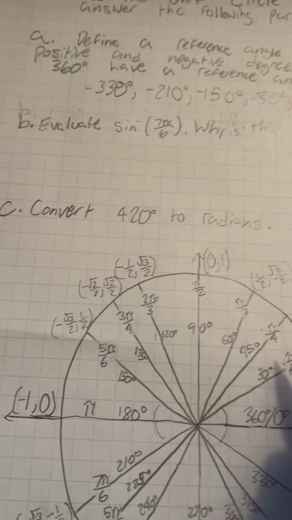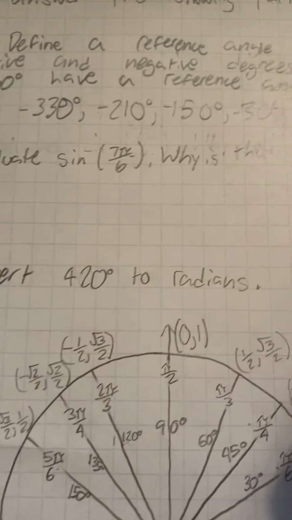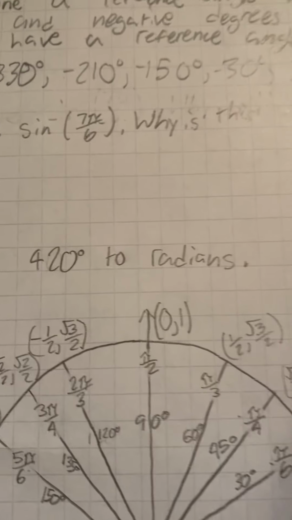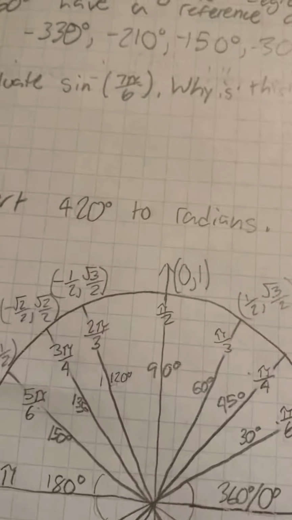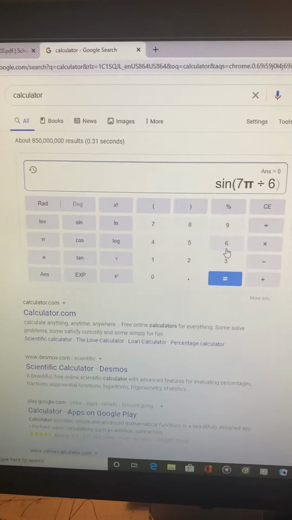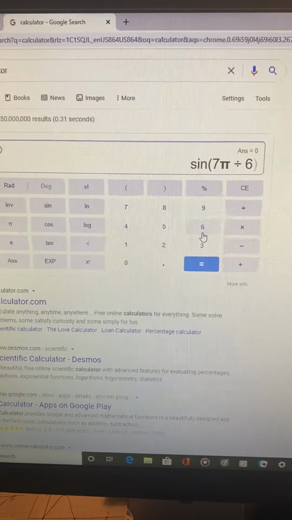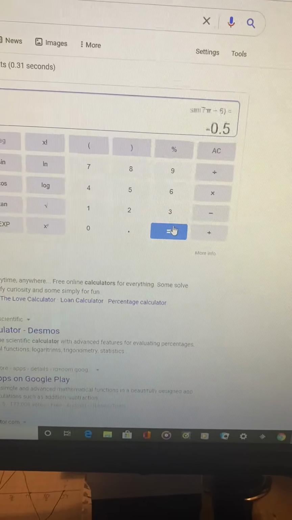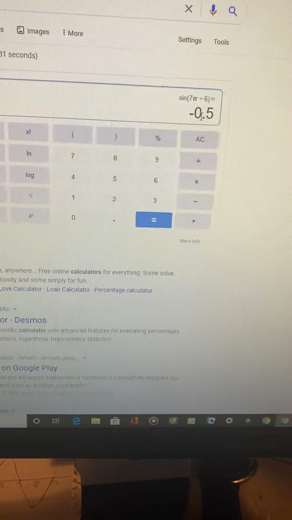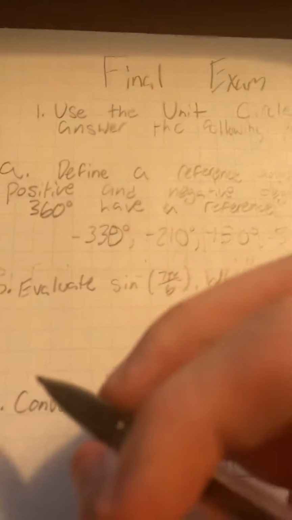Now on to the next question. Evaluate sin 7 pi over 6, and why is this value negative? Alright, so first of all we have to evaluate sin 7 pi over 6. I don't actually have a graphing calculator, but I do have Google. So we have sin 7 pi divided by 6, which equals negative 0.5. So why does that equal negative 0.5?